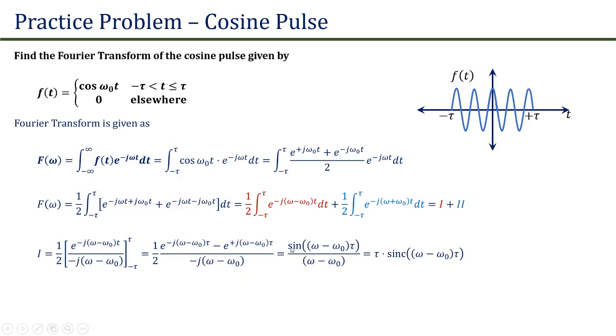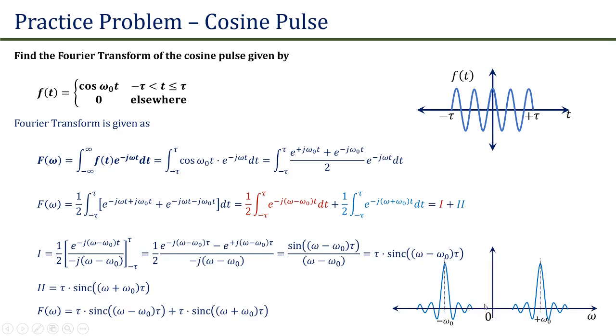When we put in the limits and simplify, we finally get the first term equal to tau into Sinc of (omega minus omega naught) into tau. Similarly, the second term also comes out to be tau into Sinc of (omega plus omega naught) into tau. If we add both terms, we get F(omega) as tau into Sinc of (omega minus omega naught) into tau plus tau into Sinc of (omega plus omega naught) into tau. The plot of F(omega), that is the Fourier transform of a cosine pulse, is shown here with two Sinc pulses shifted to minus omega naught and plus omega naught.